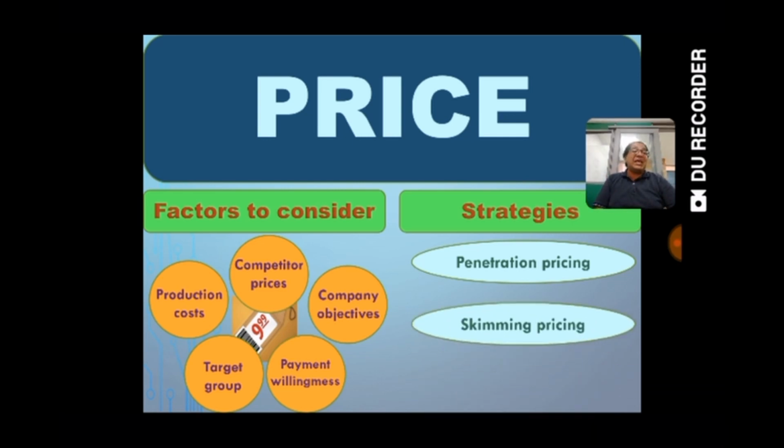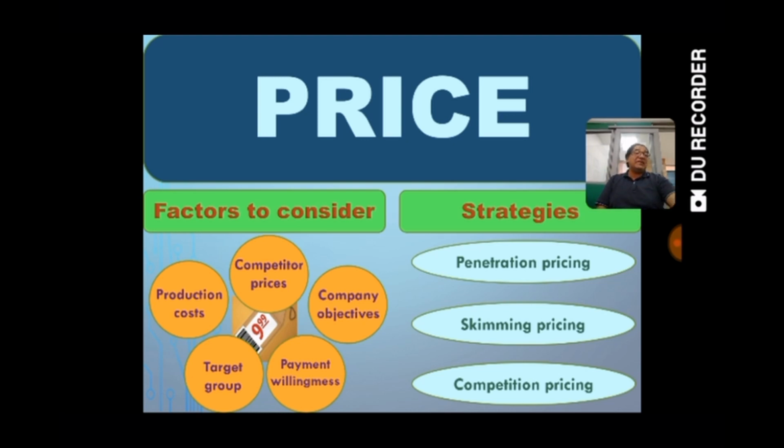Another one is skimming pricing. The organization sets an initial high price and then slowly lowers the price to make the product available to a wider market. The objective is to skim profits off the market layer by layer. And the other strategy is competition pricing. It means setting a price in comparison with competitors.